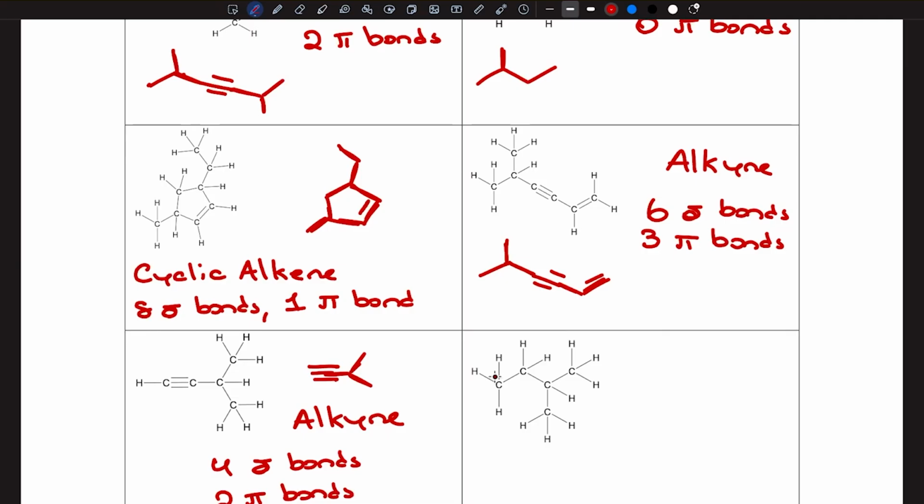Last structure on this page has these 4 carbons super straight, and then 1 carbon branching down. And this is an alkane with 5 sigma bonds.